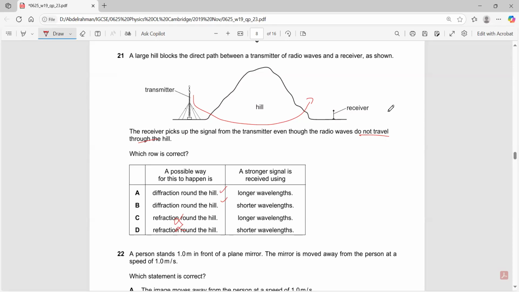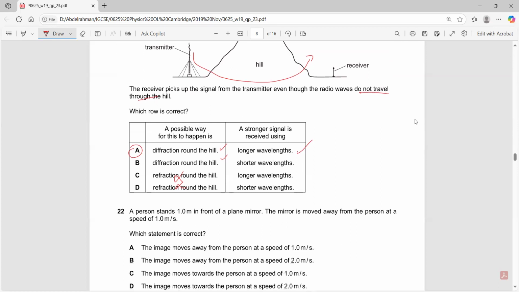A stronger signal is received using longer or shorter wavelengths? Again, this is diffraction. So if I need to increase the diffraction, I need to use longer wavelengths. If you increase the wavelength, you increase the diffraction as well.